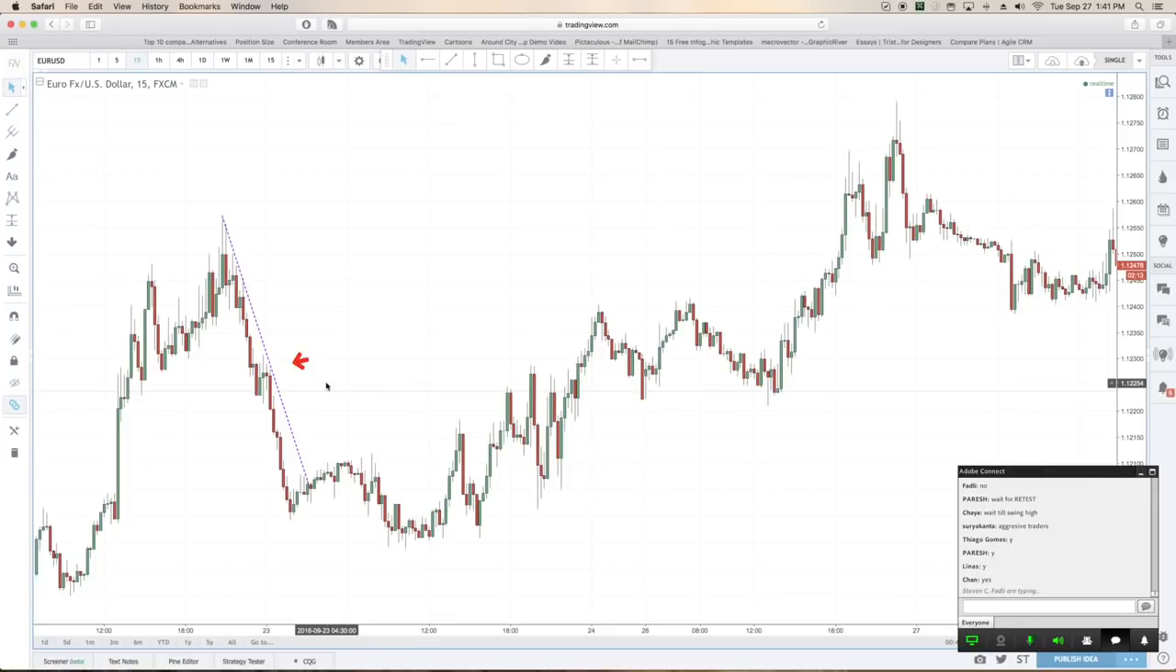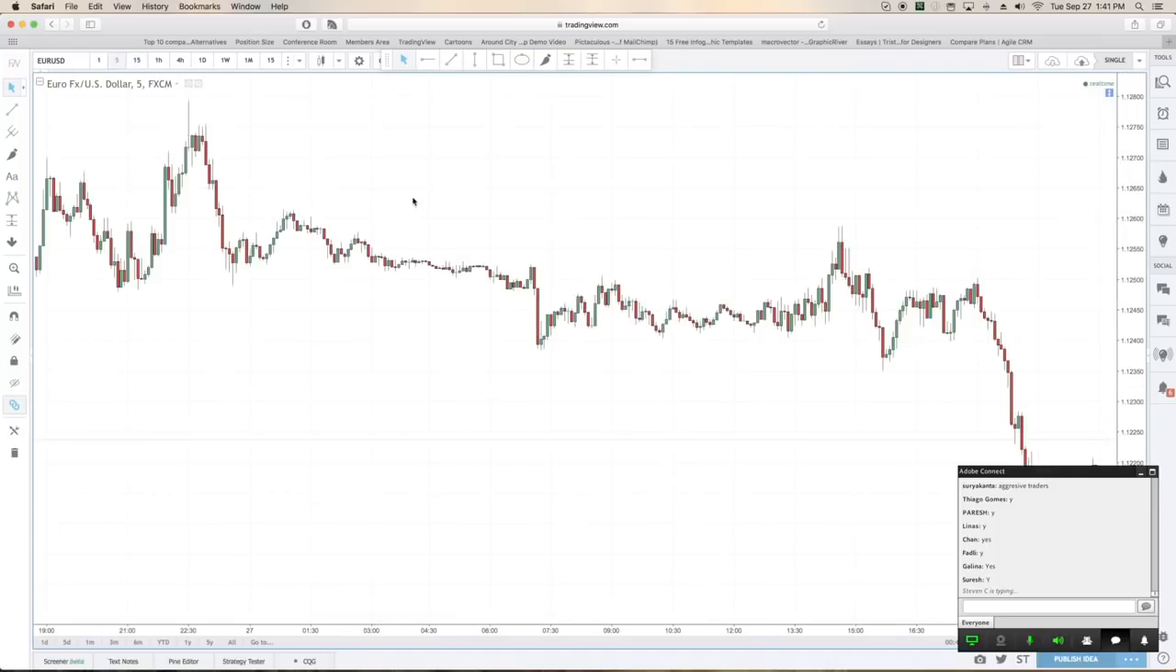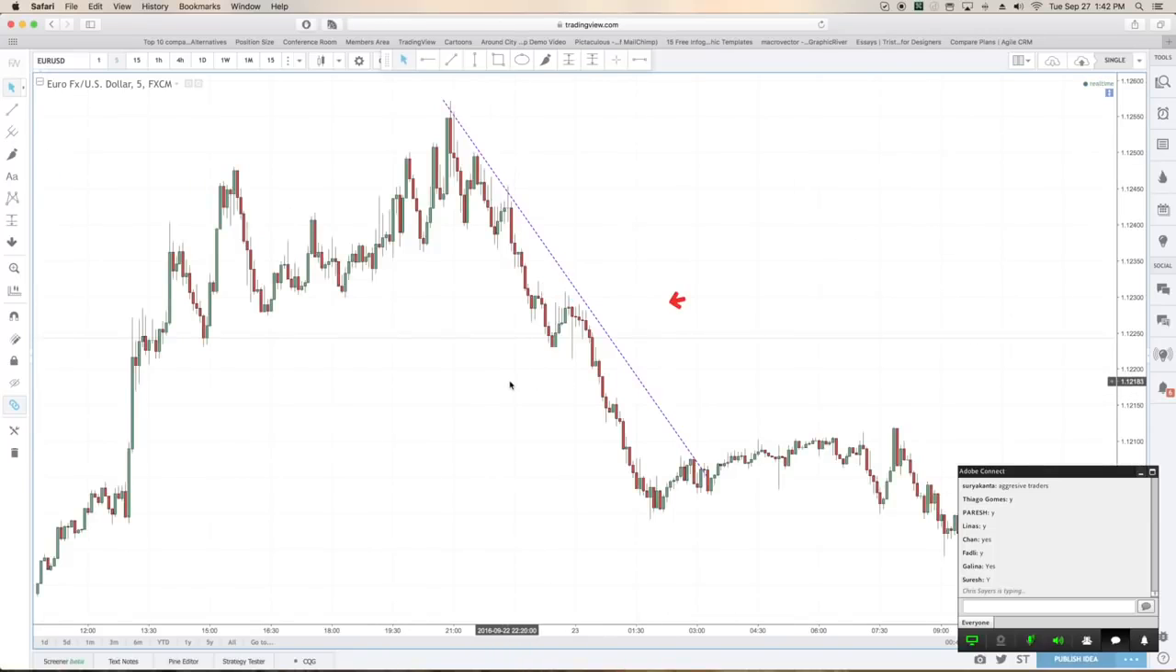Okay, let me do this. Now watch carefully. What if I go down, what day is this again? 9/23. Let me go down to the 5 minutes. How do you change the dates? Okay, anyways, go to the 23rd. Okay, we're here. Now does this look like an aggressive trend line, or does this look like a normal trend line? There you go.